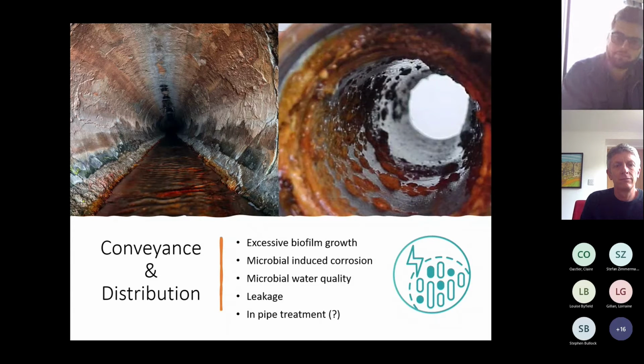And there's a number of challenges, I guess, that we're facing within these systems. So could be excessive biofilm growth in sewers or drinking water distribution systems, corrosion, which is increasingly important as we're going into a warming climate with aging infrastructure, water quality concerns, leakage, which has been top of the press at the moment with respect to wastage of potable water supplies during periods of water scarcity, and possibly even innovations such as in-pipe drinking water treatment, for example, using UV LEDs.